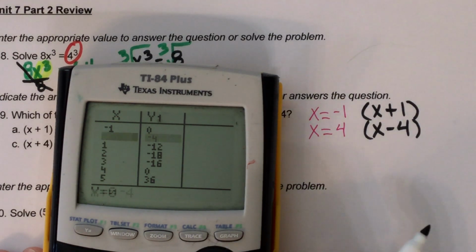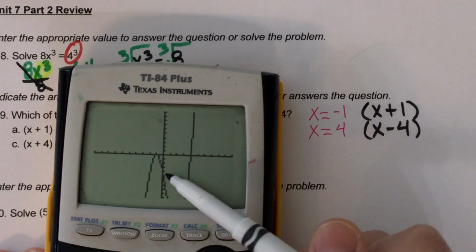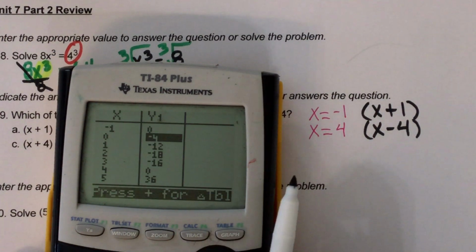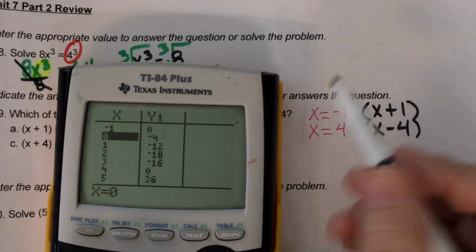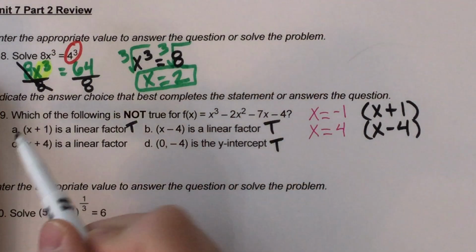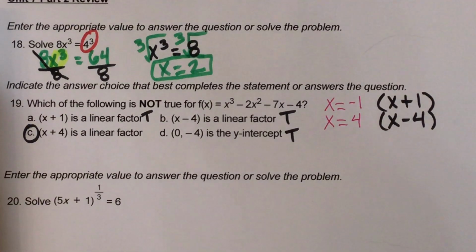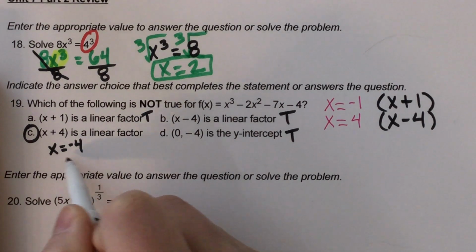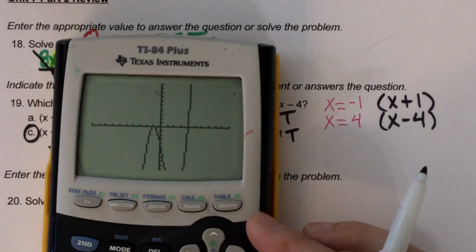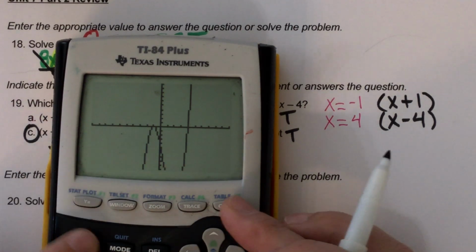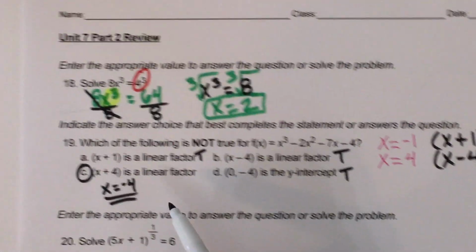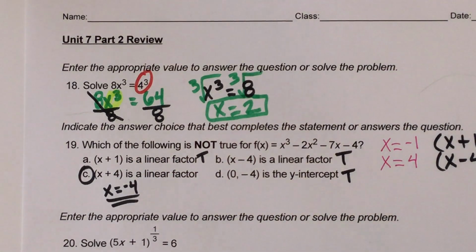Oh yeah, here's (0, -4). And that is the y-intercept because that's where the graph is touching the y-axis. And y-intercepts always have a 0 for the x, so that is also true. Now, this one is not true because if x plus 4 was a factor, then -4 would be a 0. And this graph is not touching the x-axis at -4. You can also tell in the table that -4 is not an answer because there's not a 0 in the y column. So if -4 is not an answer, then x plus 4 won't be the factor.